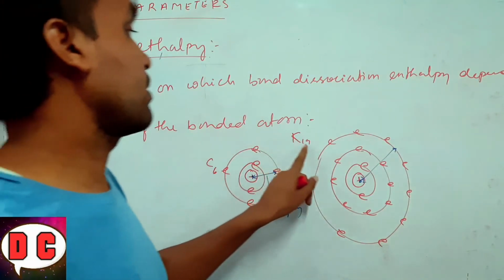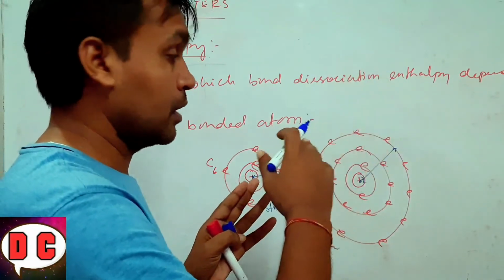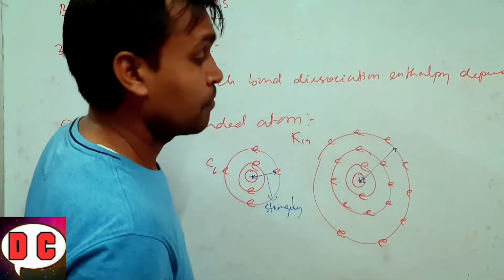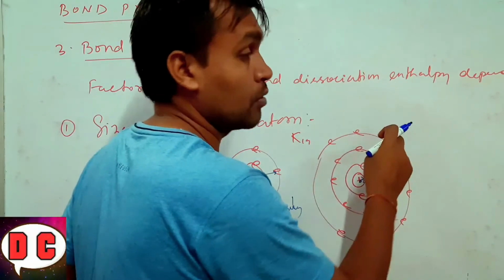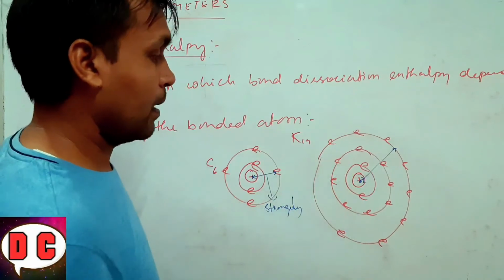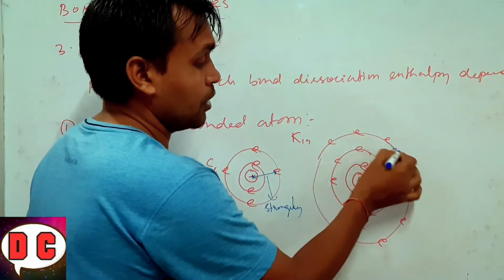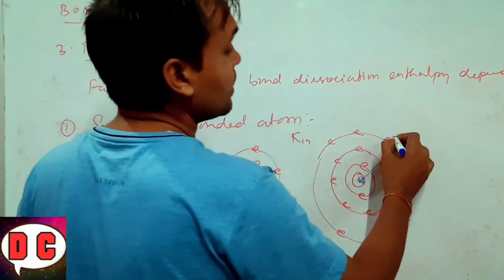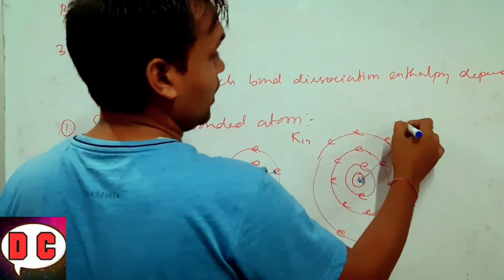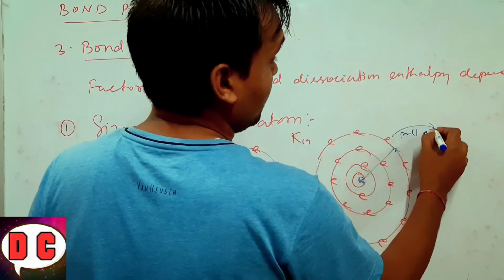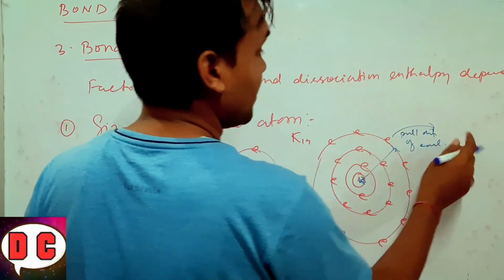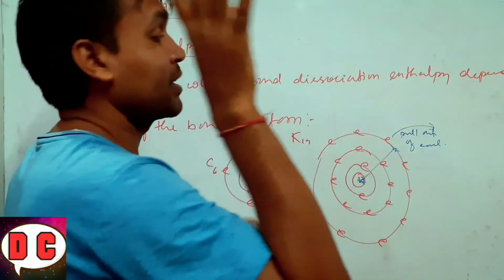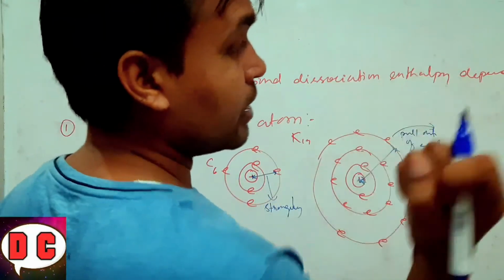With increase in size of the atom, the atomic radius increases. That means the distance between the nucleus and the electron is becoming long. The outermost shell and the nucleus are far away from each other. So it will be very easy to pull these electrons out, because the electrons are far away from the nucleus. The nucleus is not having that much control on the electrons, so easily it will be pulled out.